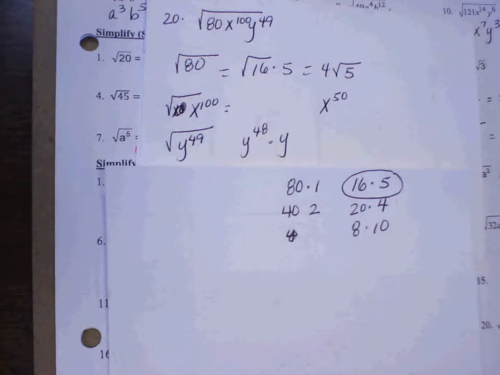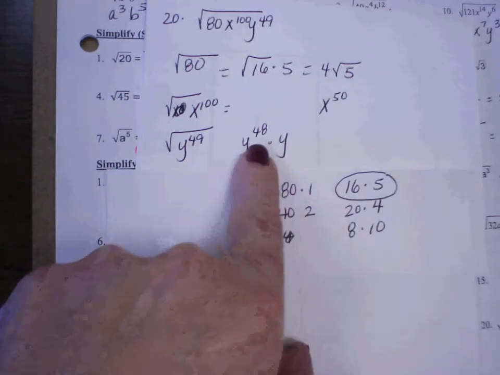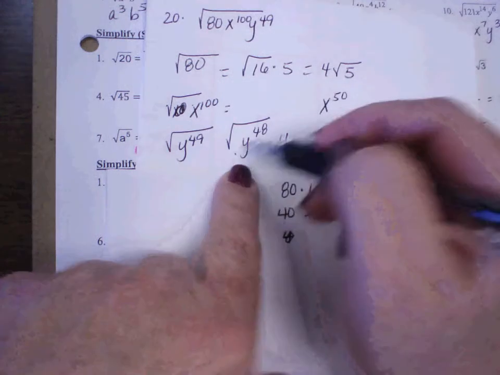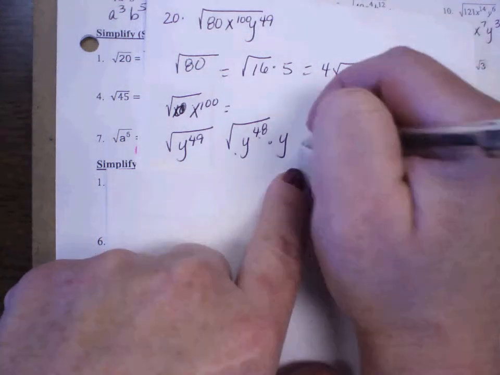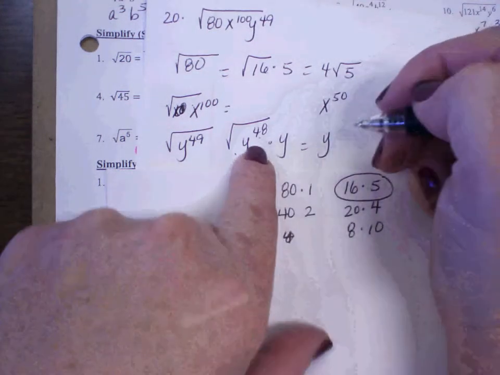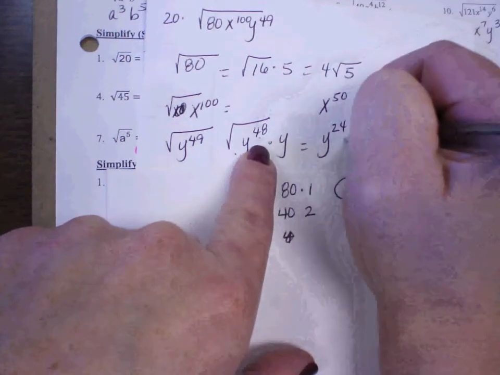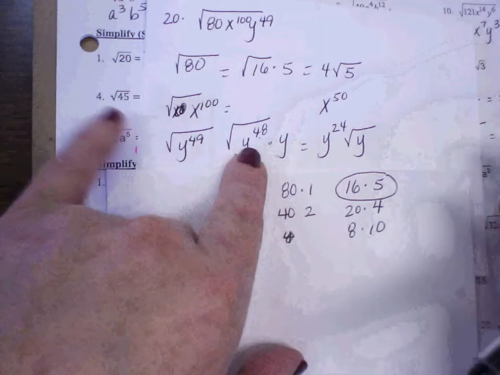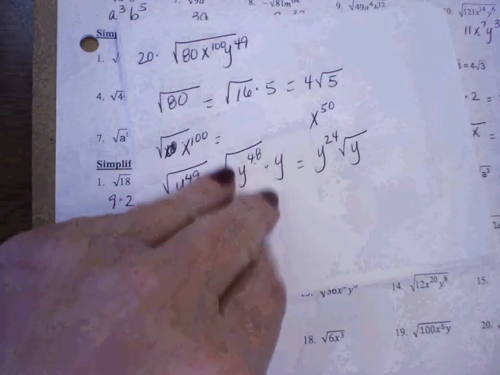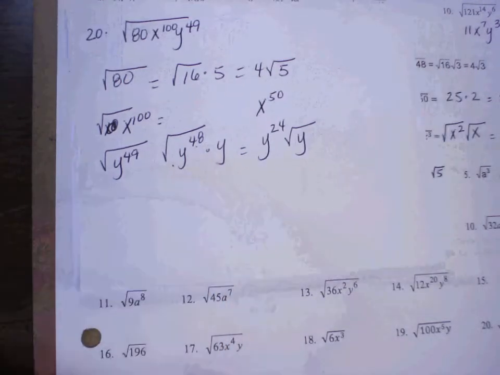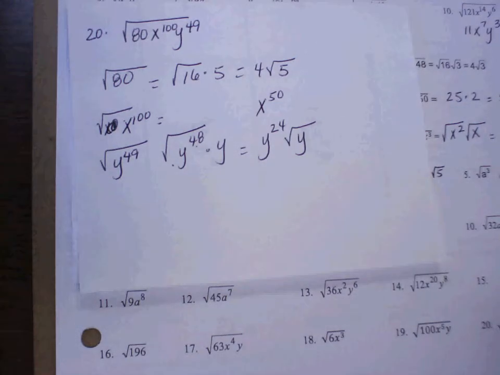No, because this is not the number 7. This is 49 y's. So that would be 48 and 1, right? Take away 1 always to make it into an even number. And then what's the square root of y to the 48? Just half it.